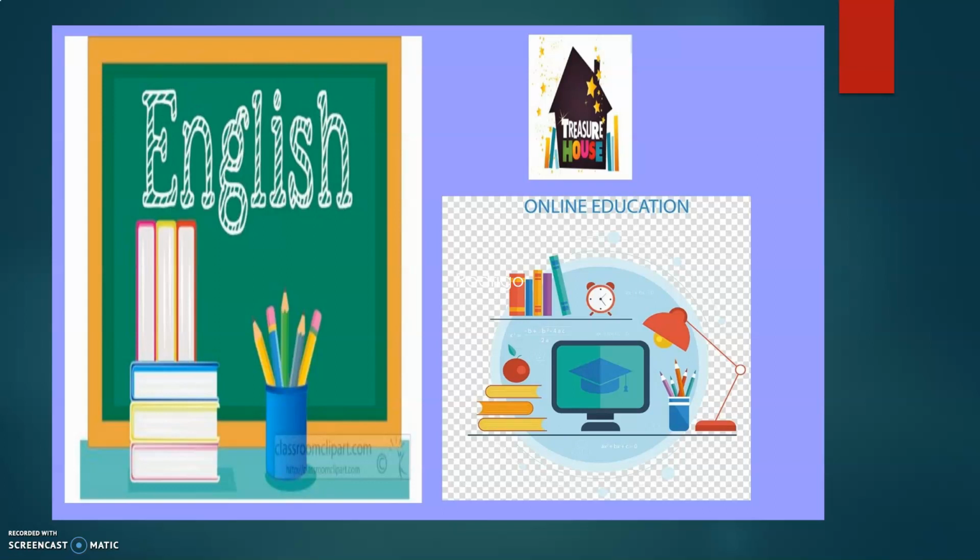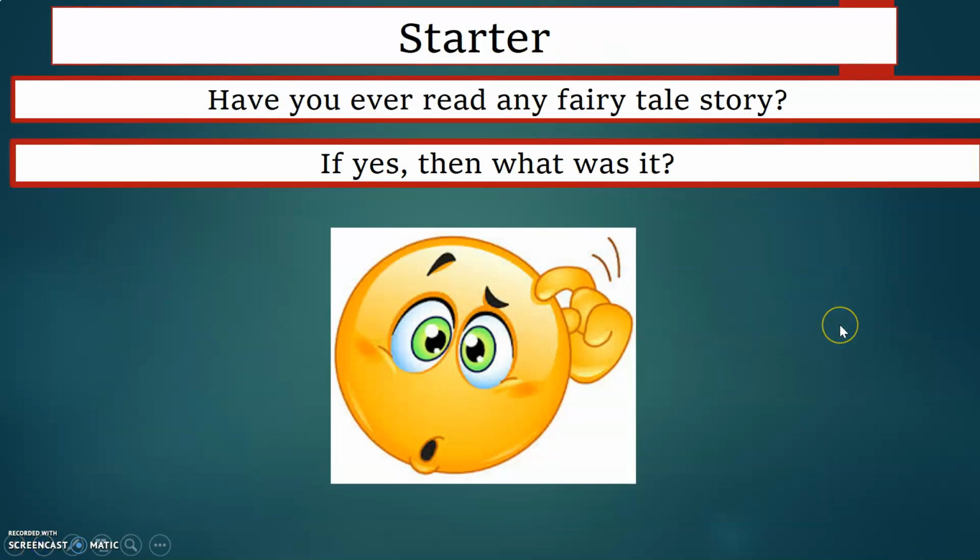Today, we are learning to summarize a fairy tale. For our starter activity, think and answer this question. Have you ever read any fairy tale story? If yes, then what was it? Pause the video and think for your answer.